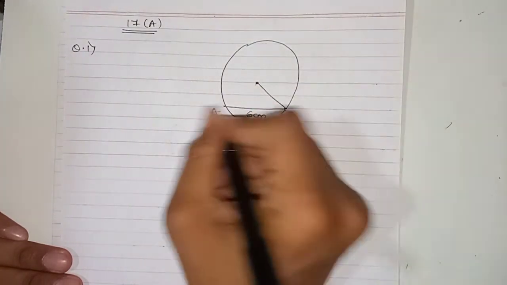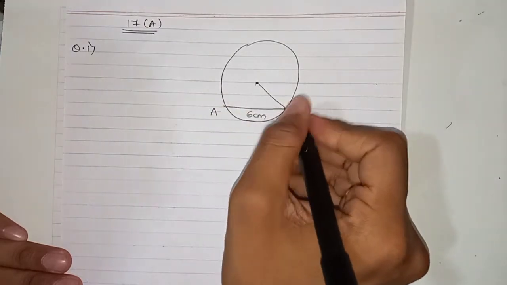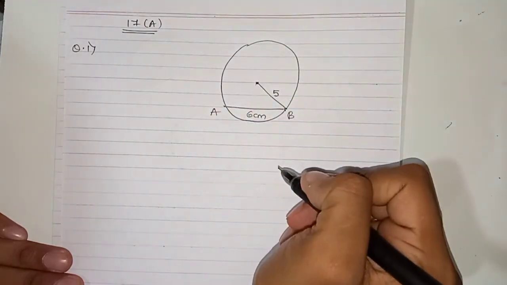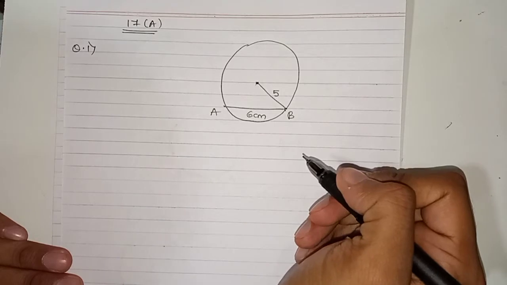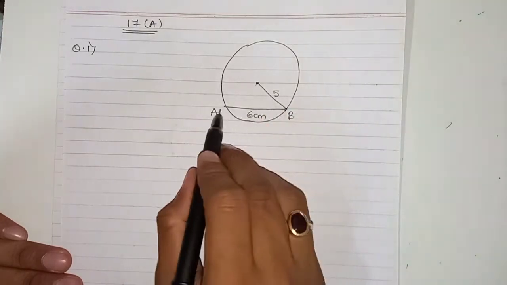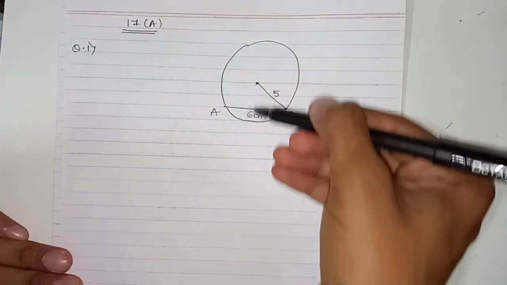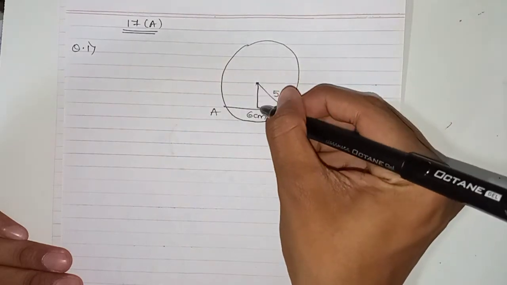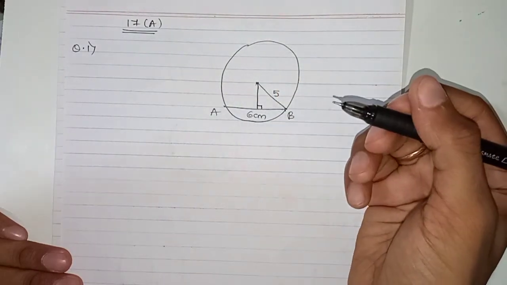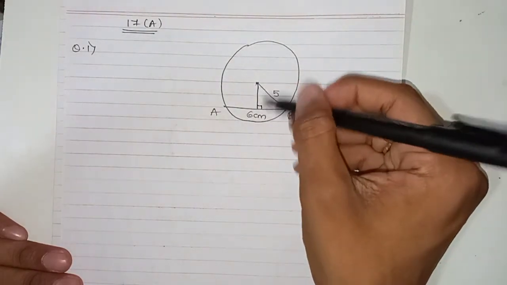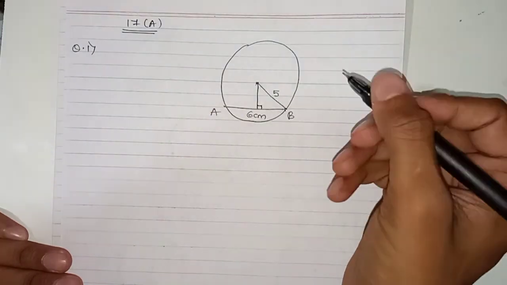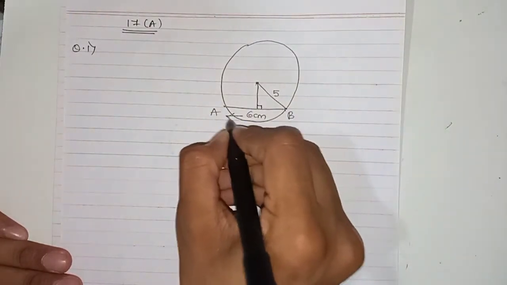So they are saying a chord of length 6 centimeter in a circle has radius 5 centimeter. Calculate its distance from the center. पूछा है कि इस chord का distance center से कितना distance पे है. मतलब यहाँ से एक perpendicular draw करेंगे. ओके, तो पूछा है कि ये distance कितना है. ओके, ये पूरा 6 दिया है.